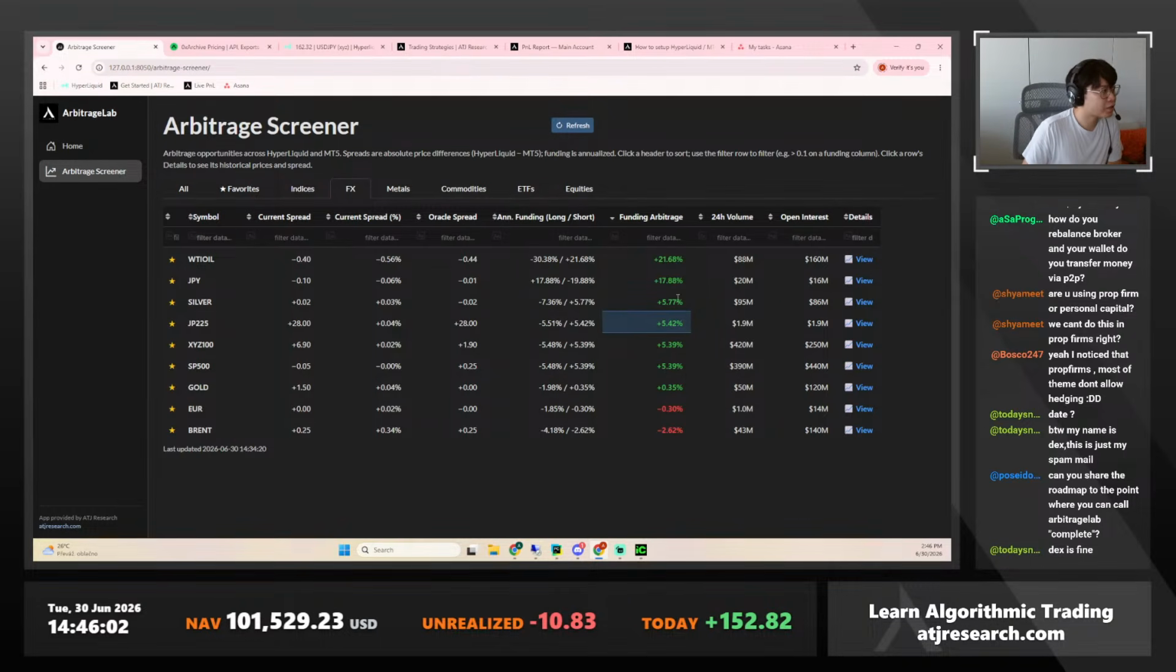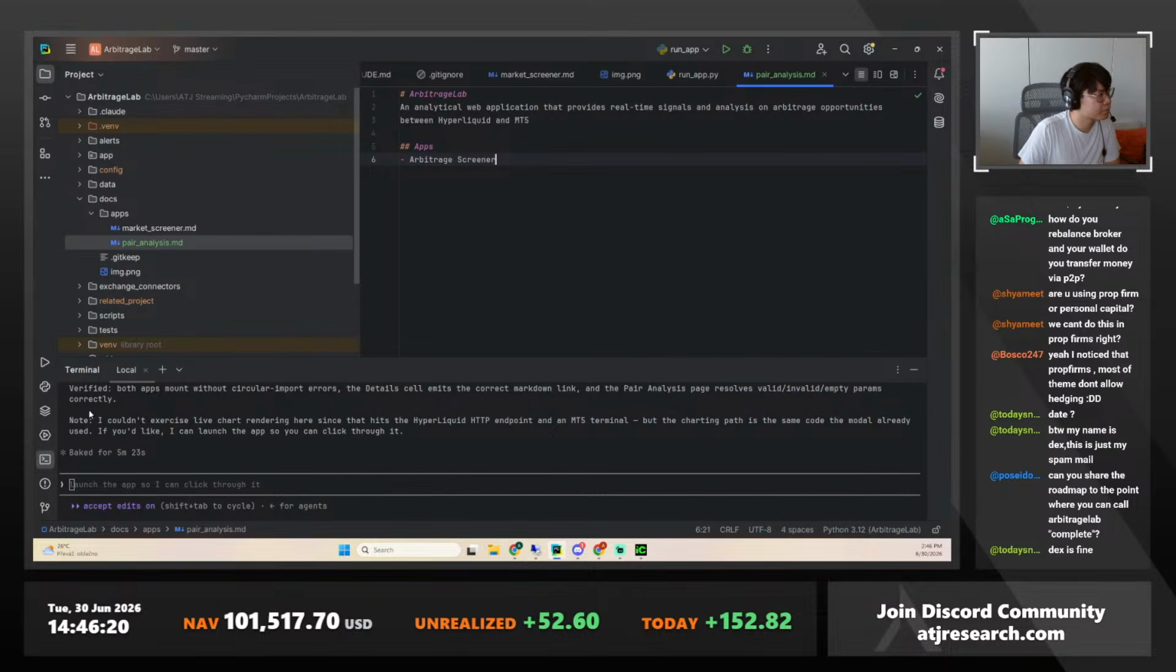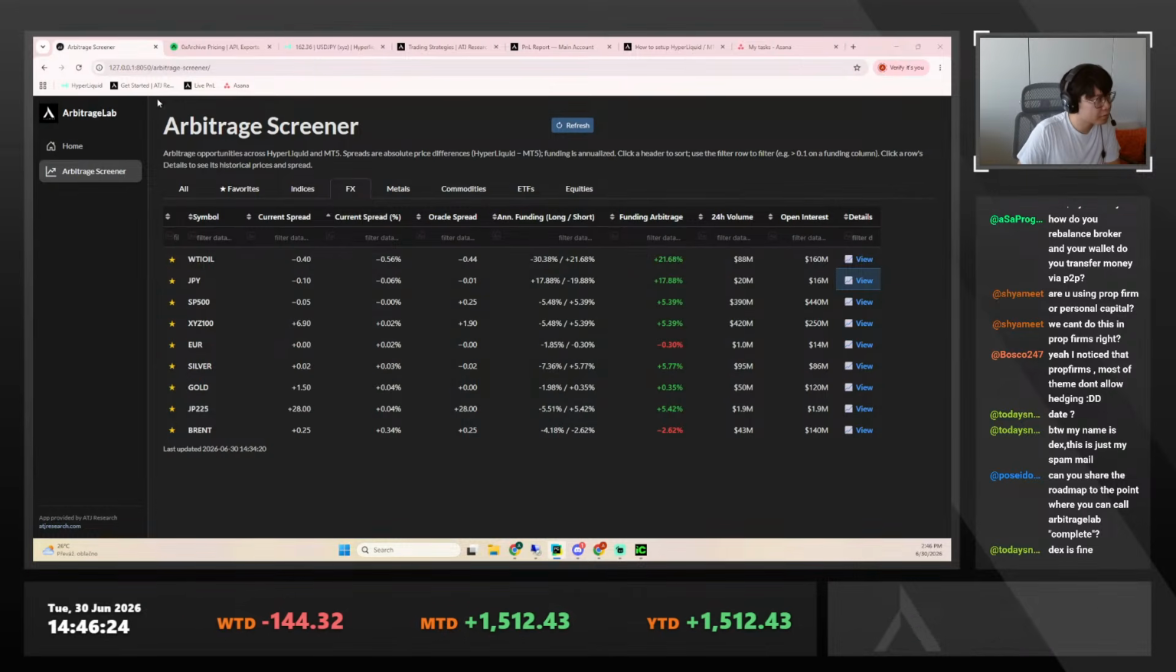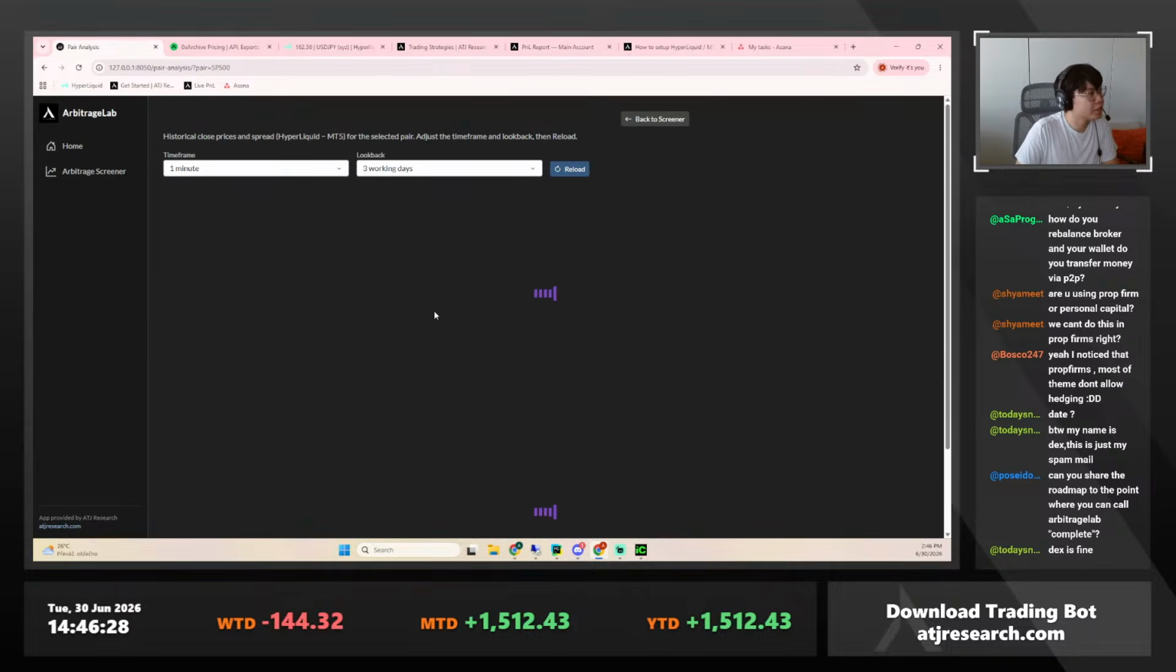Another thing that we have is the current spread, right? Sometimes you don't care about funding rate arbitrage. Sometimes you want to scalp the spread, right? The cross exchange spread. So let me try to click on this. Oh, I actually removed the new window, and this will open a link, right?